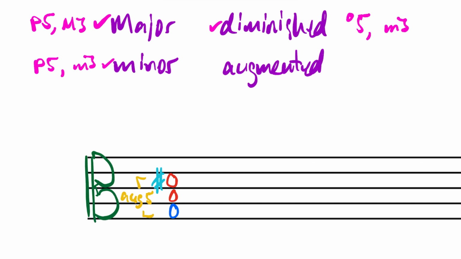And now as far as the quality of the third, we're going to use a major third from the root. In this case, that's already accounted for with the B natural. So an augmented triad includes a major third surrounded by an augmented fifth.